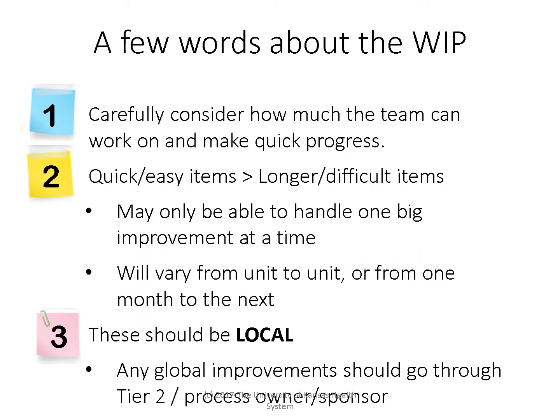A few important notes about the WIP. You need to carefully consider how much the team can work on and make quick progress. It is also important that we are looking at more quick and easy items over larger and difficult items. Your unit may only be able to handle one big improvement at a time. This will vary from unit to unit. The third thing is that these should be local. Any global improvements should go through Tier 2, the process owners, and the sponsor.